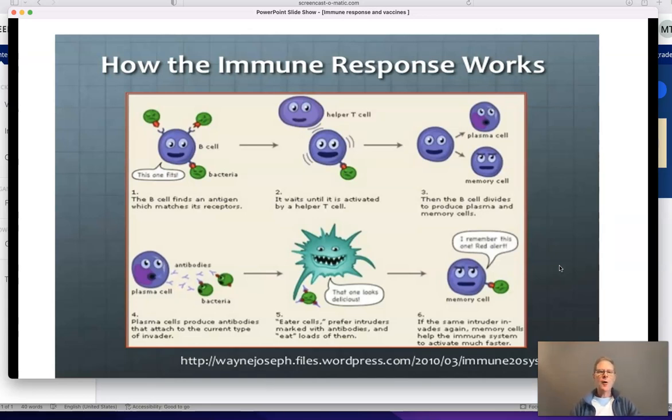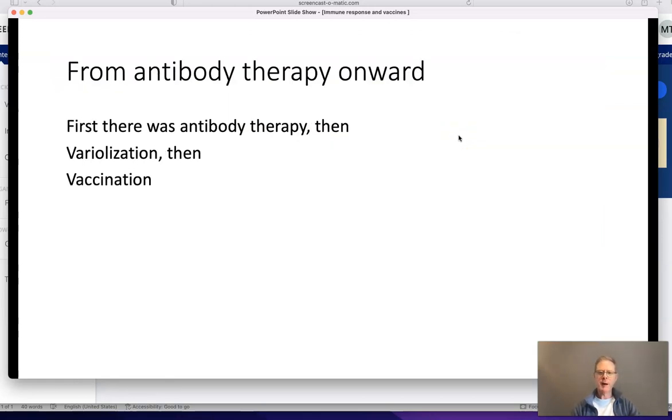So what happens? We got a B cell here. That's our little purple guy. And the little green mean looking ones are bacteria. And what's the red one piece then? That's the antigen, right? The B cell finds an antigen which matches its receptors. The lock and key issue here, right? It waits until it is activated by a helper T cell. There we go. There's the helper T cell. You can see it's helpful because it's smiling, right? Then the B cell divides, produces, come back here.